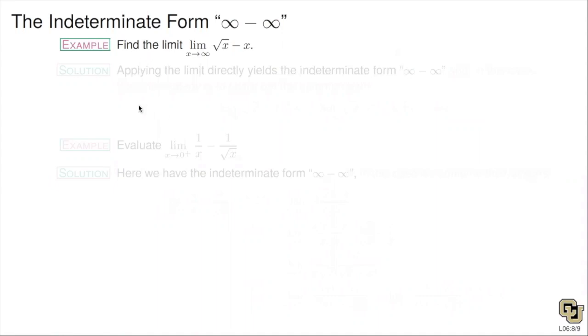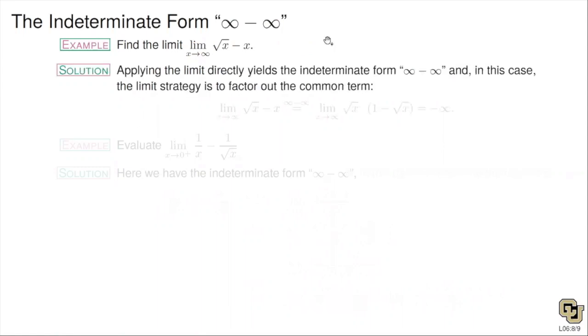So let's look at this first example. I have the limit as x goes to infinity of root x minus x. If I just plug it in, obviously I get infinity minus infinity. And so this tells me, hold on, we have an indeterminate form, and we need to try some math strategy. In this case, given the form here, the trick is to factor out the common term, something we're always looking for. Algebraically, we should notice that there's a common term that we can factor out.